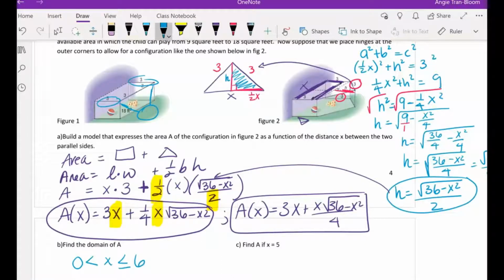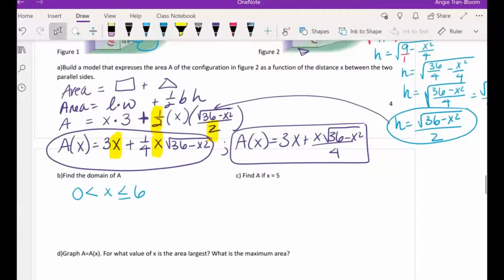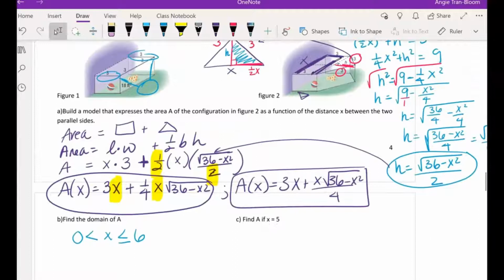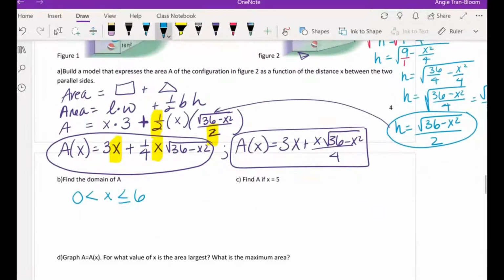So the most it can be is 6, and the least is 0. Part C says find the area when x is 5. So what that's saying is, move this in a little bit. Instead of having this a total of 6, let's move it in to have that 5. And all you have to do is plug in 5 for the area formula.